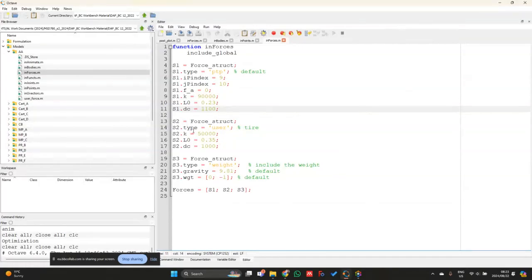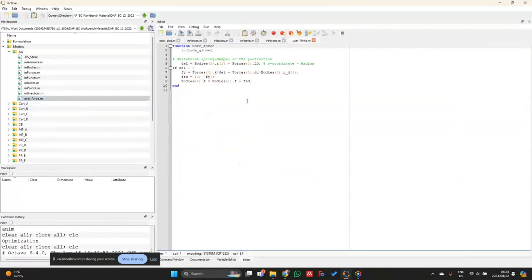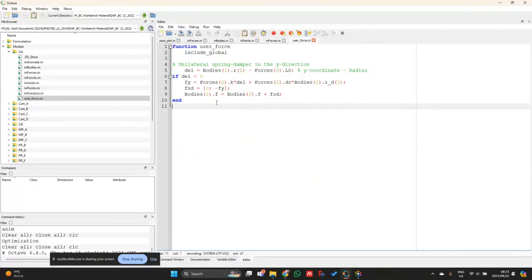Then S2 is also a force structure, but we now specify it as a user type force. And this is now for the actual tire that we're looking at. So first what I'm going to do is specify the spring stiffness of the tire, the undeformed radius of the tire as well, and then the damping coefficient. So I also get that from the previous table. However, since we're referencing a user force over here, I then have to set up a new MATLAB file called user_force.m. And this is then where I can specify the force to be some sort of a complex relation if it's not supported by the standard type of forces that I have available.